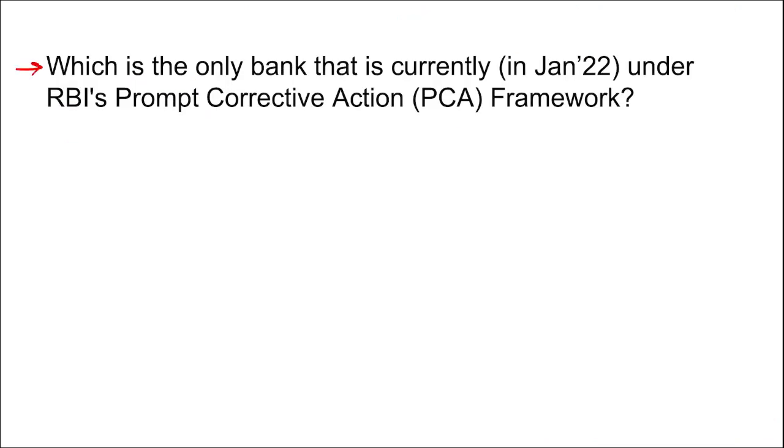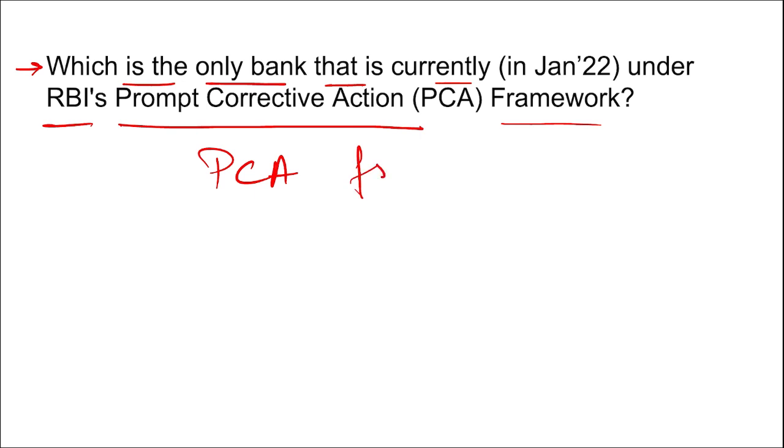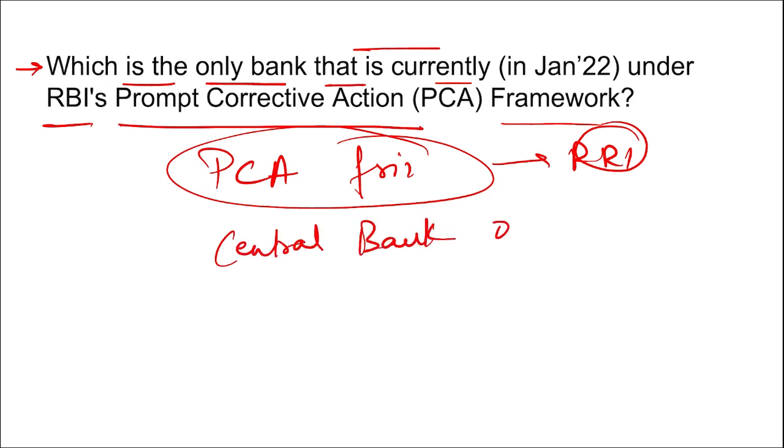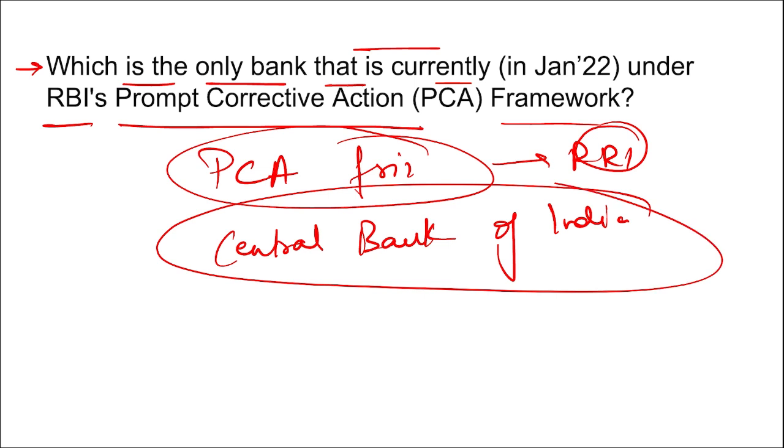Next question. Which is the only bank that is currently under RBI's Prompt Corrective Action Framework, PCA framework? Who released this? RBI. Now it is saying name the only bank that is currently under the RBI's Prompt Corrective Action Framework. So the only bank is Central Bank of India, which was the correct answer for this question. Those who have marked Central Bank of India will get the full marks.